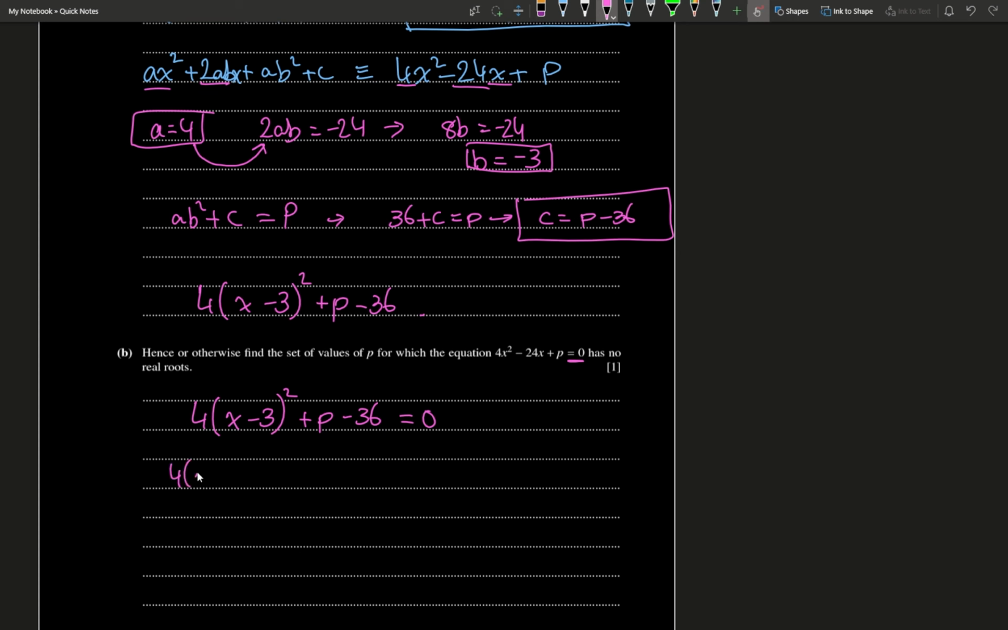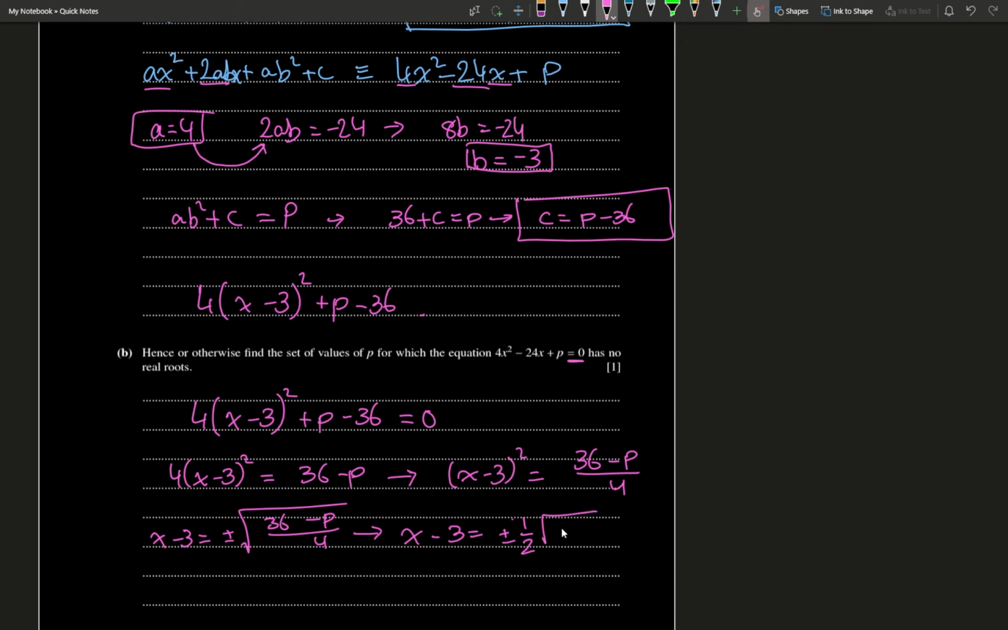We'll end up with 4 times x minus 3 squared is equal to 36 minus p. You can divide 4 on both sides, giving you x minus 3 squared is equal to 36 minus p divided by 4. بعدين تاخد square root. هيكون عندك x minus 3 plus and minus the square root of 36 minus p divided by 4. The square root of 1 over 4 is equal to half, فممكن ناخد half برا كده, is equal to plus minus 1 over 2 the square root of 36 minus p. دلوقتي من هنا ممكن تبتدي تحل to find the set of values of p.